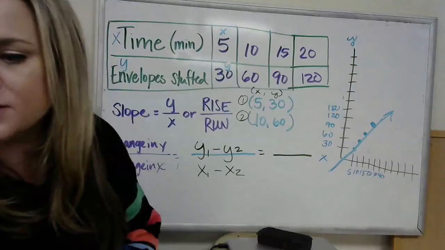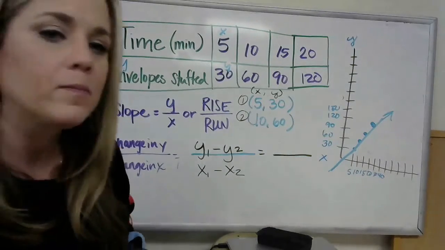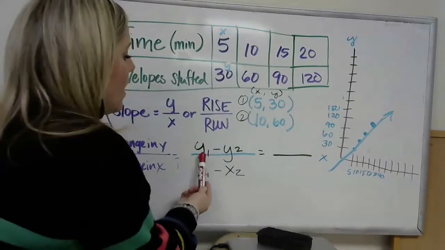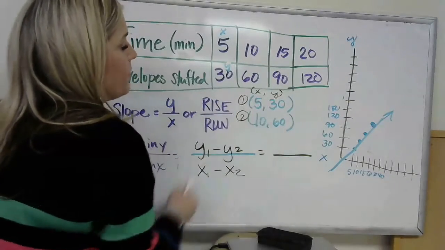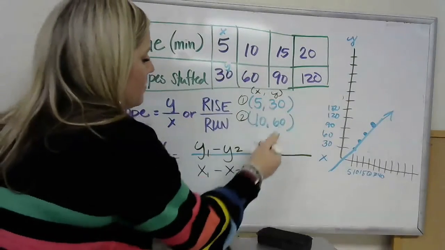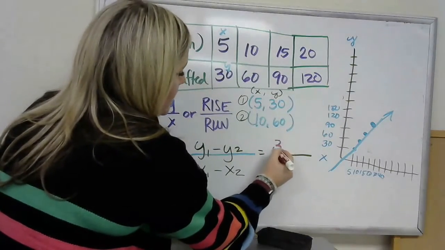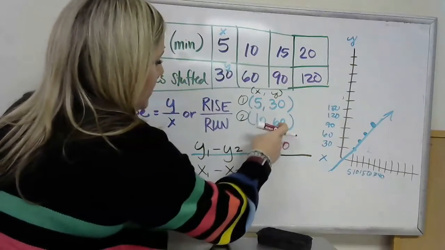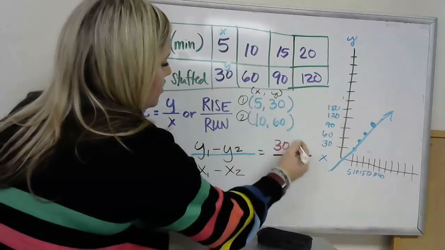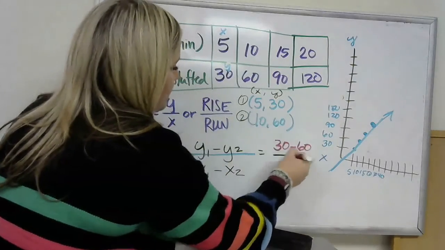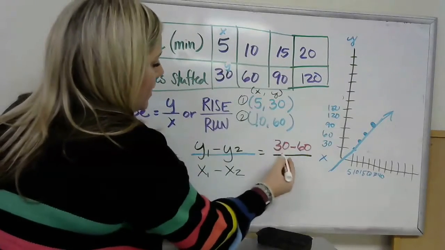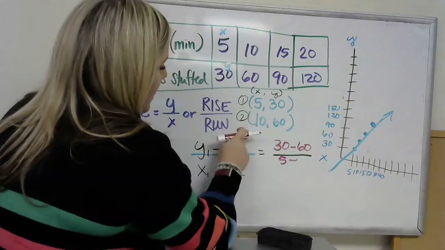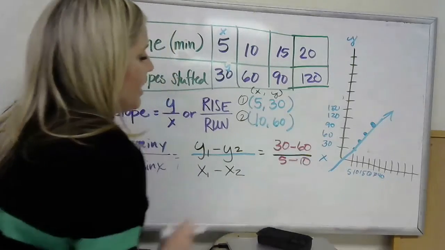Let me get a different color, guys. Okay. So Y1 minus Y2. Here's my first coordinate, my 1 coordinate. So I'm going to do 30. That's Y1. And then here is 2 minus 60. And then X1, here's my 1, minus the X2, which is 10. Okay?